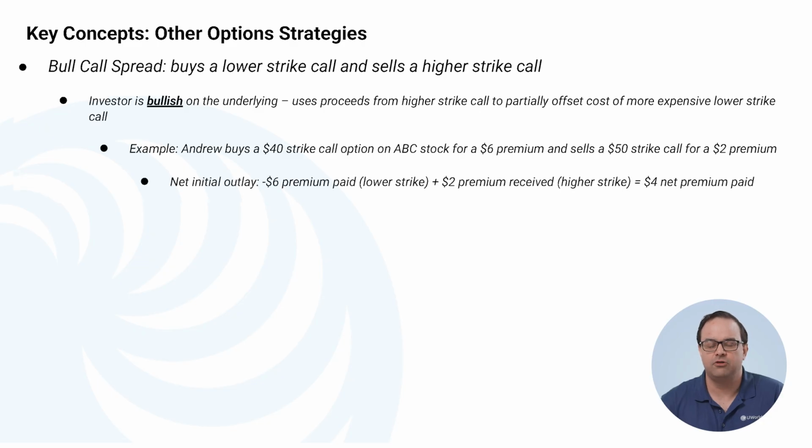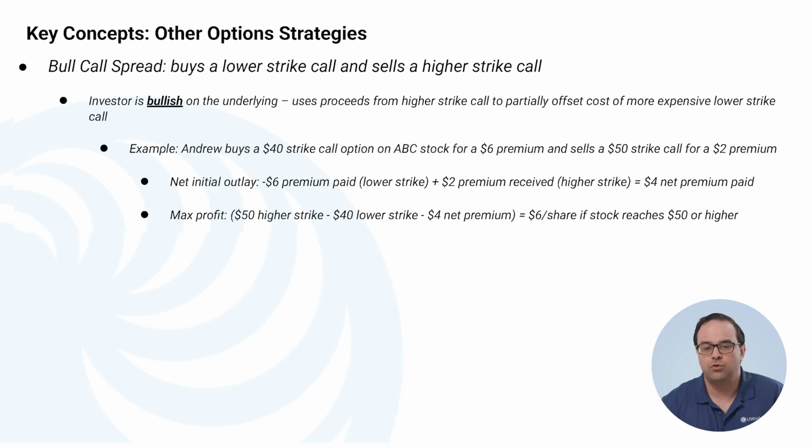The net initial premium outlay would be $4, and that's calculated by looking at the $6 premium paid for the long call, net of the $2 premium received for the higher strike, lower premium call that they wrote.